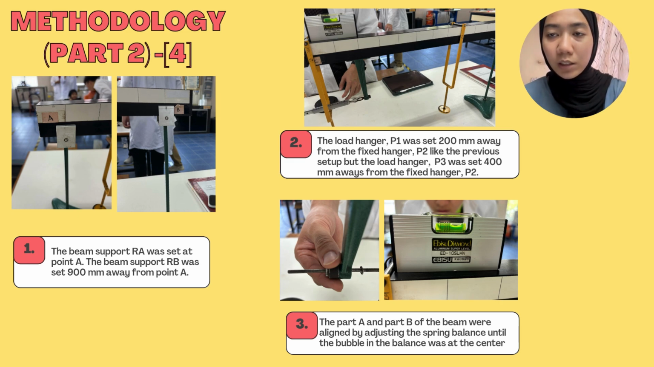Next, for methodology part 2, in this new setup, the beam support RA was again placed at point A, and the second support RB was positioned 900 mm away from point A, similar to the previous arrangement.